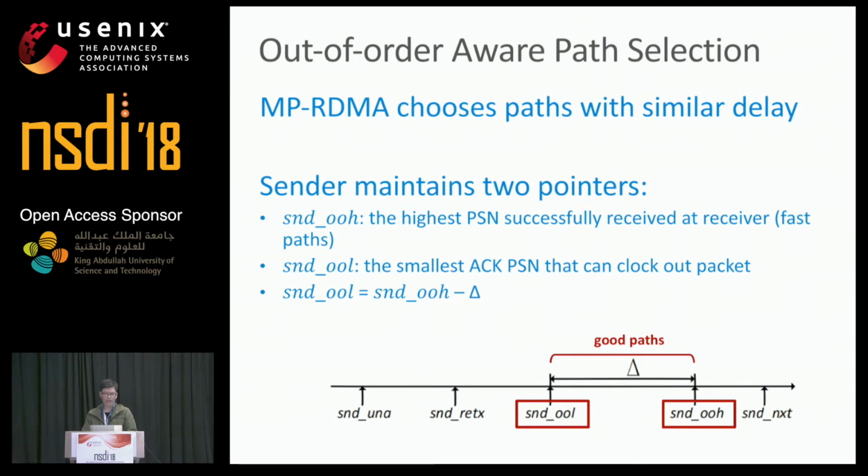All the ACK packets returned from the network with a PSN within the range of send OOL and send OOH, we treat as coming from a good path. So this ACK can clock out packets to the paths that are returned. And for those ACKs with a PSN lower than the send OOL pointer, those paths are bad paths. We will eliminate those paths for further transmission.